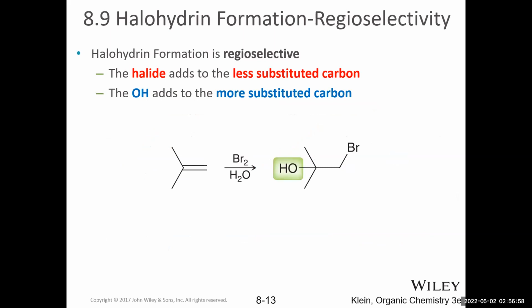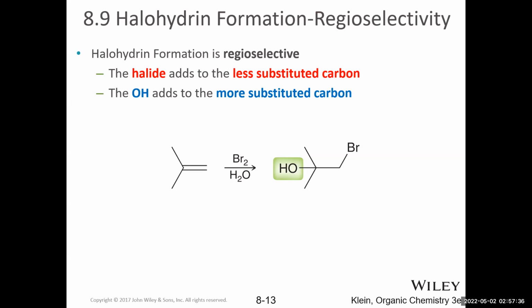Okay, so halohydrin formation is a regioselective process. Remember that when we're adding groups that are not identical across the double bond, we need to consider regioselectivity. With halogenation, it was the same halogen, either 2 chlorines or 2 bromines, so we didn't worry about regioselectivity. Now we need to consider it because we're adding a halogen, either chlorine or bromine, and an OH group. Well, it turns out that the OH group gets added to the more substituted carbon, and the halide gets added to the less substituted carbon.